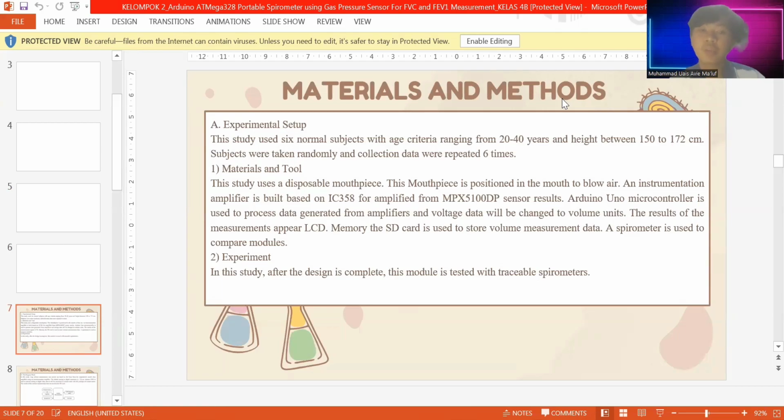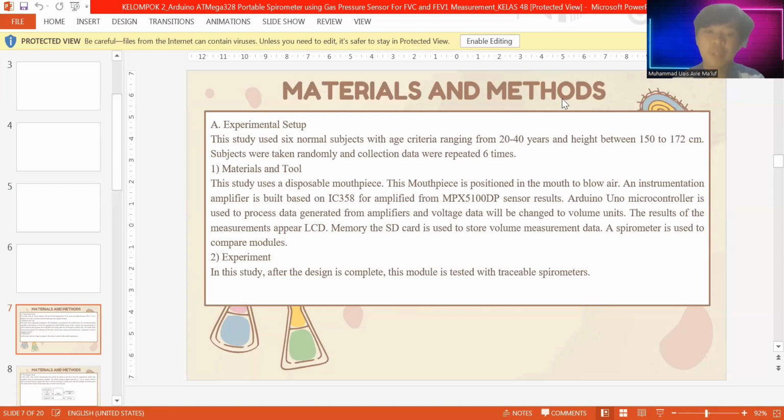Number 1, materials and tools. The study uses a disposable mouthpiece. This mouthpiece is positioned in the mouth to blow air. An instrumentation amplifier based on IC AD8495 amplifies the MPX 5100 DP sensor result. The Arduino microcontroller is used to process data generated from the amplifier, and the voltage data will be changed to volume units. The result of the measurement is shown on the LCD. The SD card is used to store volume measurement data. The experiment is used to compare modules.